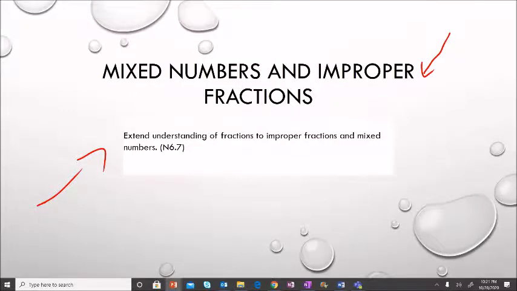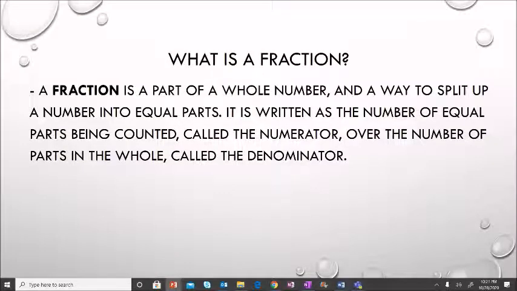So first off, what is a fraction? Well, a fraction is a part of a whole number and a way to split up a number into equal parts. It is written as the number of equal parts being counted, called the numerator, over the number of parts in the whole, called the denominator.